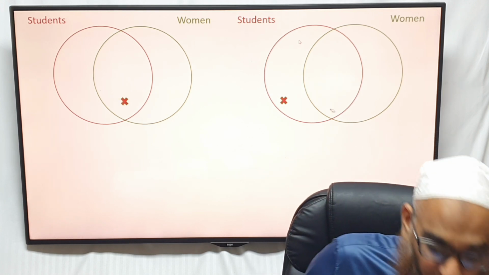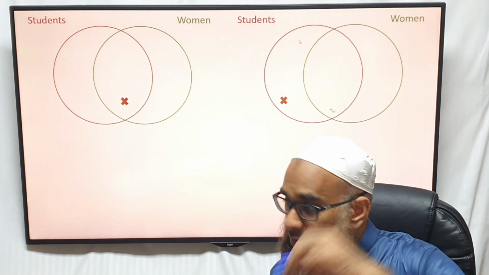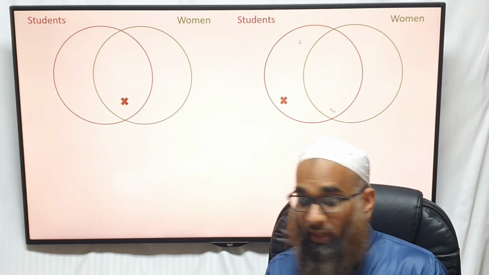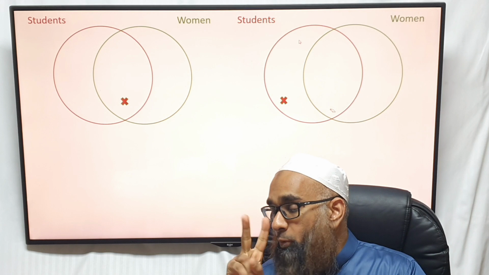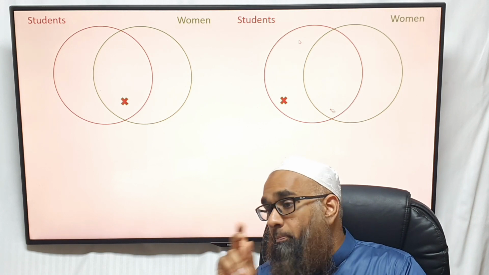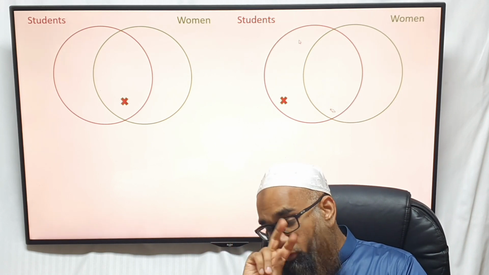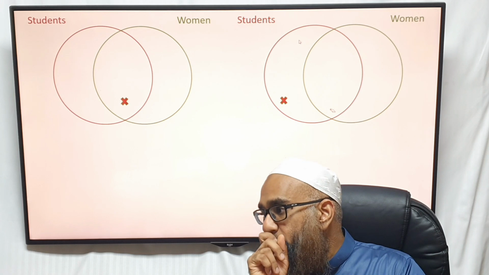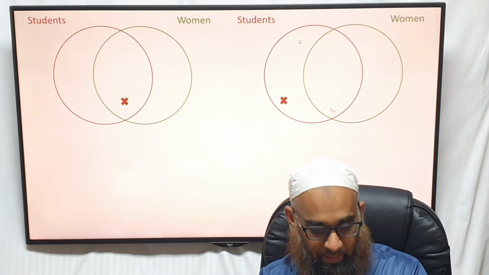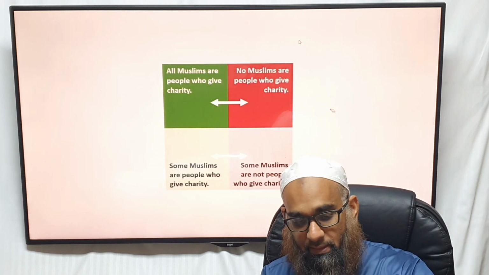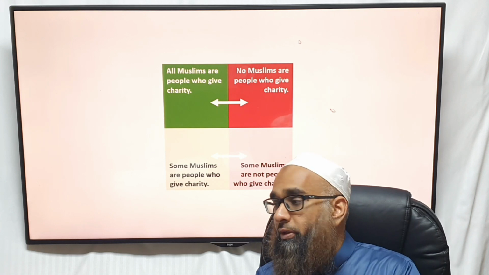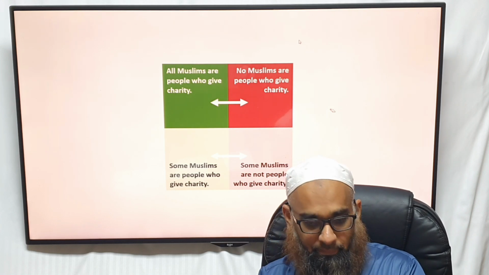Yes. So both can be true, that women exist in students and some are not students. Or you can have men who are students. But in subcontrary, both can't be false. Both can be true, but both can't be false. You got it? So let's have a look. So here, this is the contrary, this is subcontrary. You got it? Let's do one example.